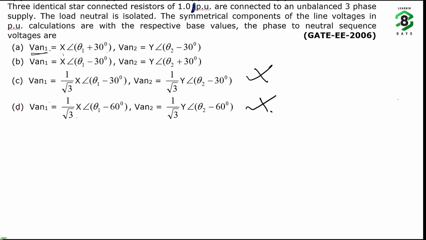Here, line voltage leads phase voltage by 30. So phase voltage will be line voltage minus 30 degrees. So B is the right option. In case of negative sequence, phase to neutral voltage leads the line voltage by 30 degrees, phase voltage leads. So B is the right option. Understand?